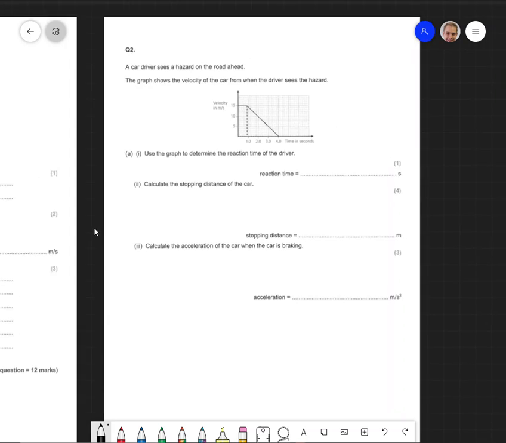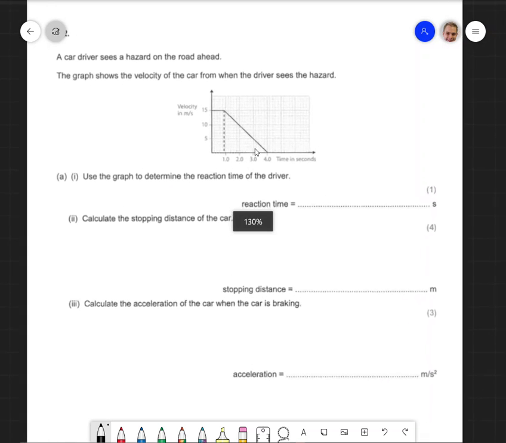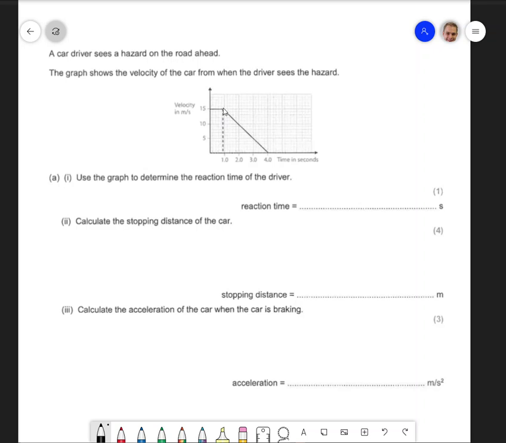Question 2. Use the graph to determine the reaction time of the driver. Zoom in. Okay, so we've got a line that's just about here. The reaction time of the driver is when this starts to decelerate. So that's when we realise that we've stopped. So the reaction time of the driver is 0.9 seconds. What is the stopping distance of this car? The stopping distance is the thinking distance, which is this bit here, and the braking distance.